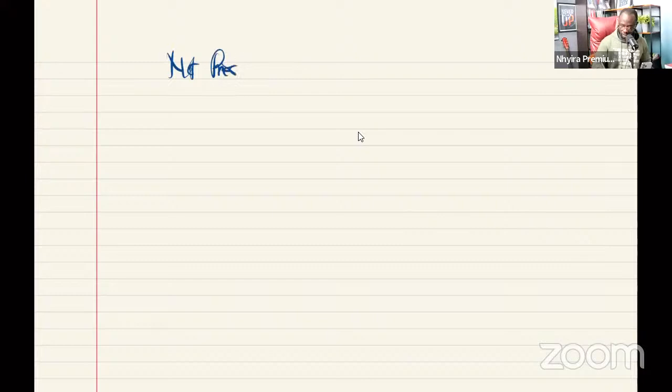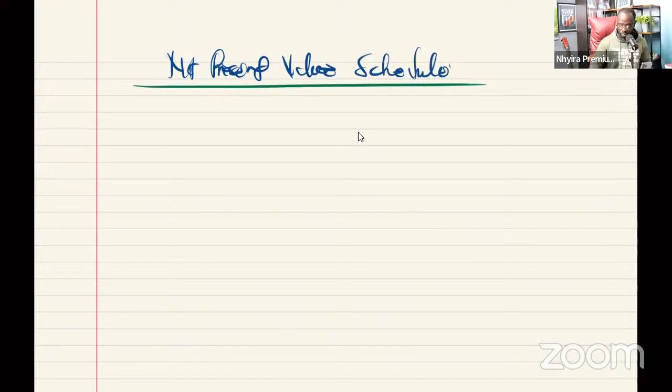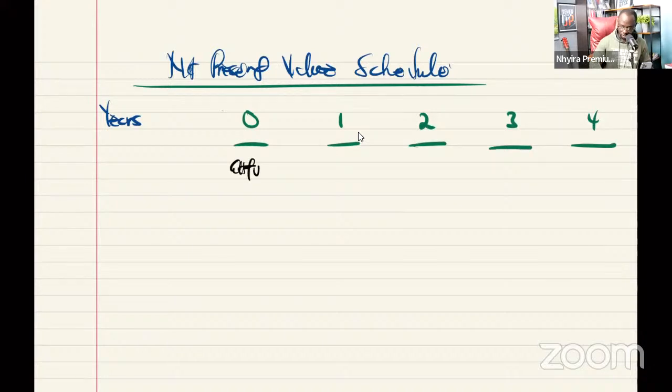Net present value schedule. So the asset has a life of 4 years, or the project has a life of 4 years. So you're going to have the years here. That's going to be 0, 1, 2, 3, 4. We've already told the examiner we like to work 3 zeros up. That's why all our figures are to the nearest 1,000, like that.